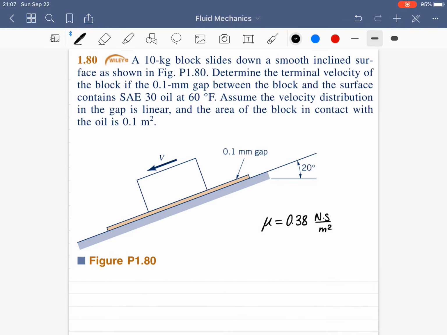The last problem says that a 10 kilogram block, this one, slides down a smooth inclined surface as shown in this figure. Determine the terminal velocity of the block if the 0.1 millimeter gap between the block and the surface contains some kind of oil at 60 degrees Fahrenheit. Assume the velocity distribution in the gap here is linear, and the area of the block in contact with the oil is 0.1 square meter. And the viscosity for this fluid is also given.